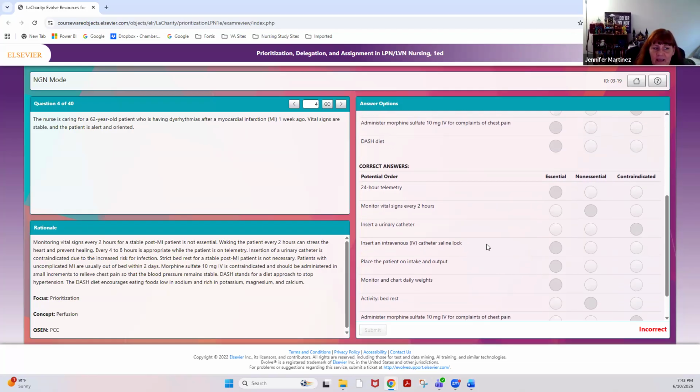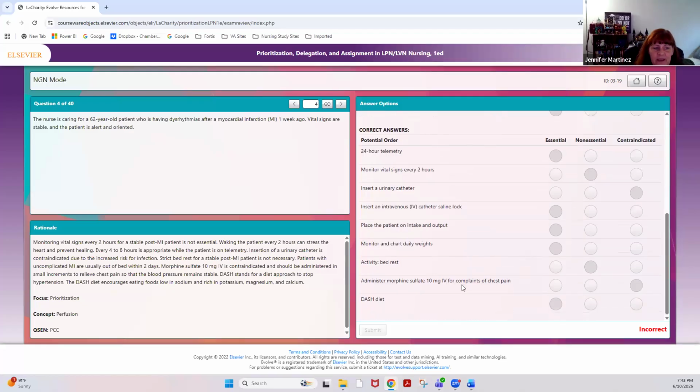We're going to do an IV. We're going to place them on I&Os. We're going to monitor and chart daily weights. We do not want to put him on bed rest, right? We don't like putting people on bed rest unless we absolutely have to. We need to get them up and moving around, prevent muscle atrophy, pressure areas, pneumonias. Morphine 10 milligrams IV for complaints of chest pain is contraindicated. Okay. What's a normal dose of morphine?